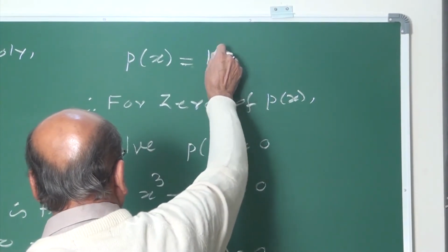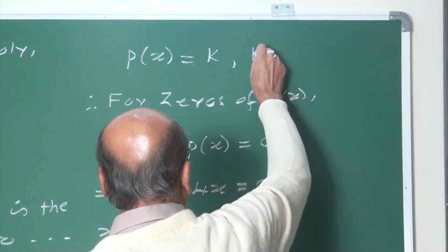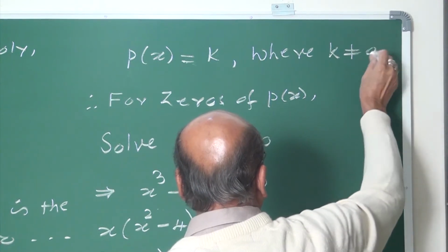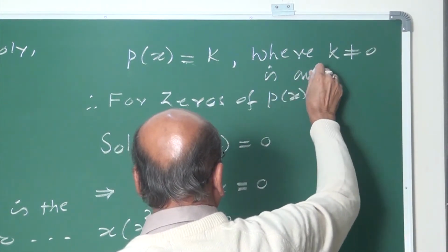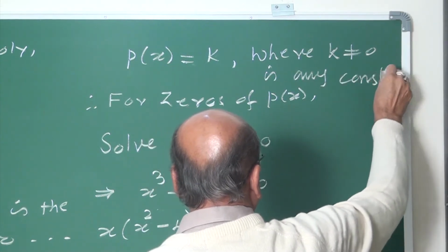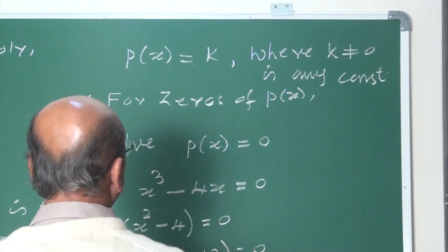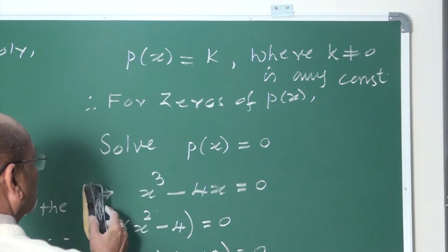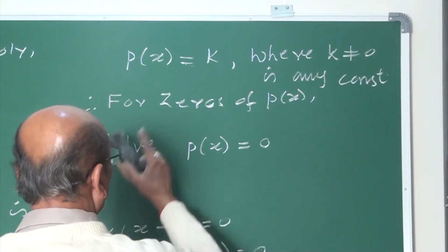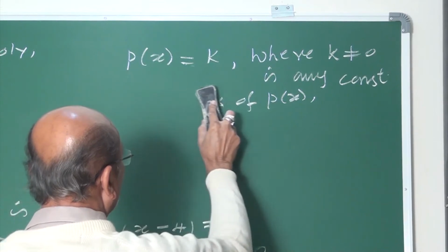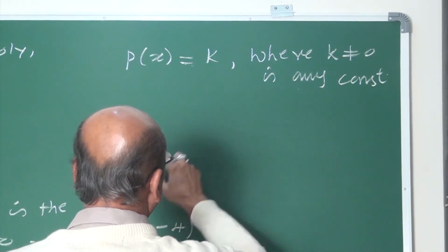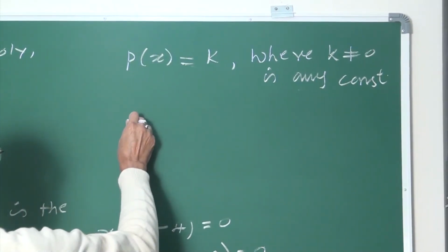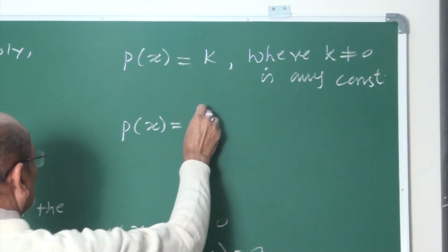p(x) equal to k, where k not equal to 0 is any constant. My friend, any constant. For zeros, you put p(x) equal to 0. Which is not correct here. Why? K equal to 0 becomes. Therefore, we can conclude here itself. How? p(x) equal to k. It is a constant.